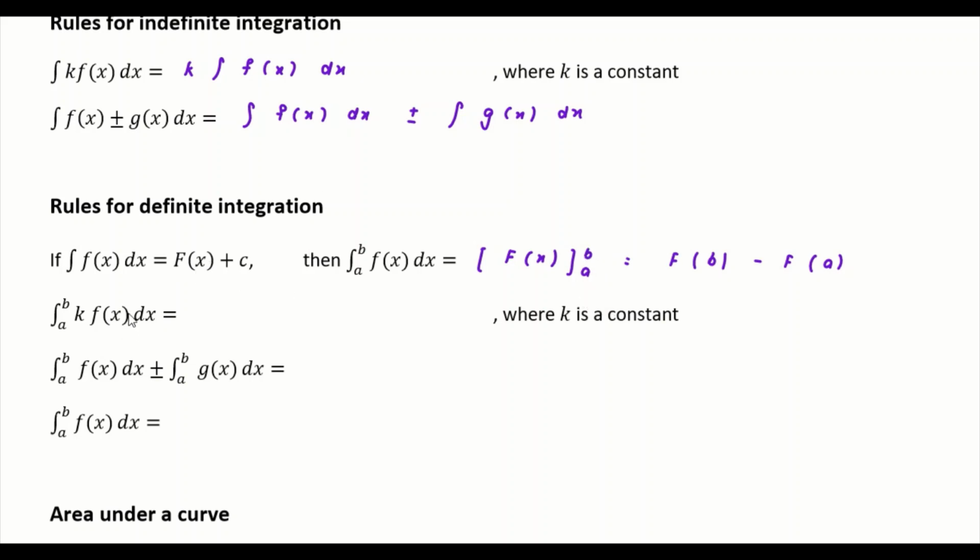This one is similar to the constant rule here, it's just that it's in the finite integration. So which means we are just going to take out the k.